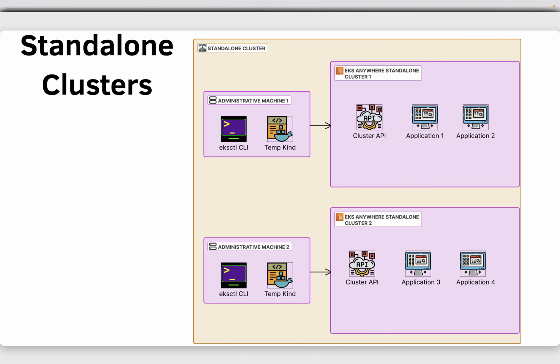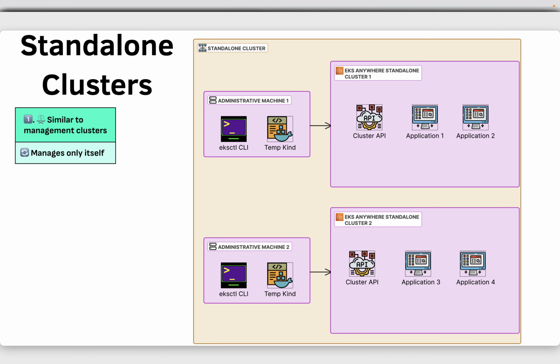So the first one, there are two cluster types, standalone and management. Standalone clusters share technical similarities with management clusters but differ by exclusively managing their own operations without overseeing other clusters.